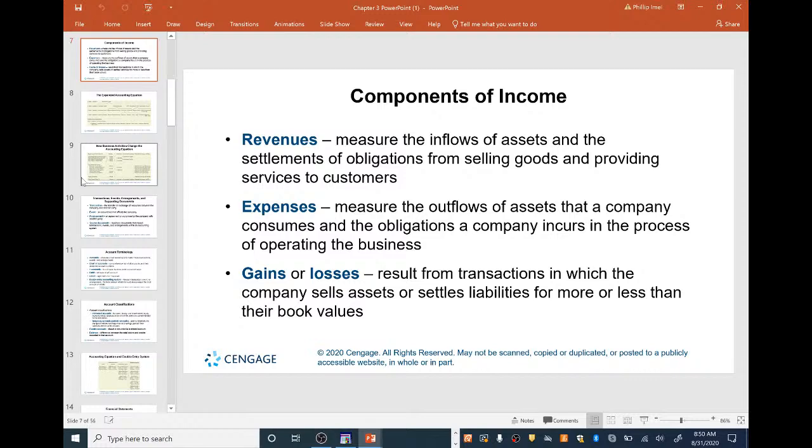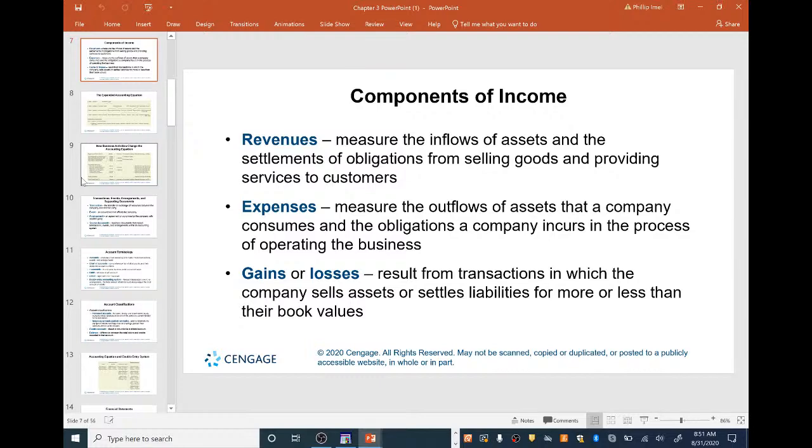Let's talk about the components of income. Remember, these components are going to be presented on the income statement. So these are the components of income. We have revenues. It measures the inflows of assets or the settlement of obligations from selling goods and providing services to customers.